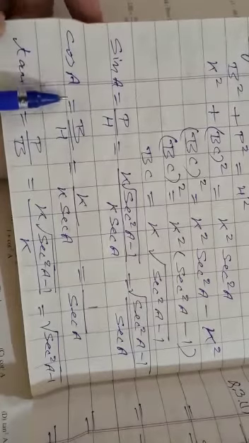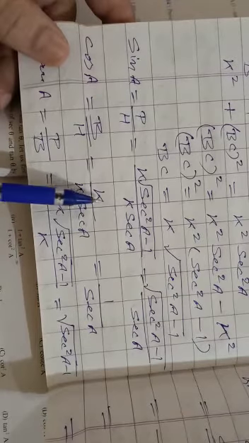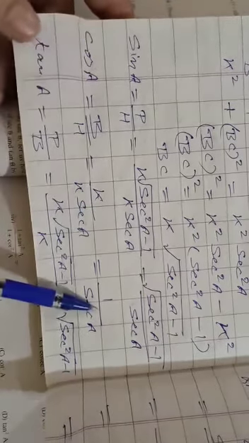Now, cos A. Cos A is base upon hypotenuse. Base is K upon hypotenuse K sec A. K cancels out, we get 1 upon sec A.